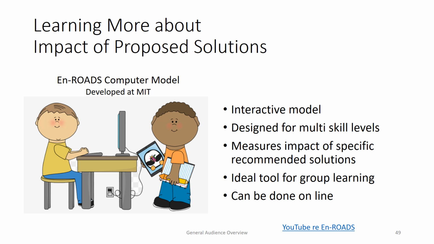What it does is measure the impact of specific recommended solutions. So let's go back to the trees. If we plant more trees, what happens to the Earth's temperature? And then it provides an estimate of that. If we electrify everybody's house, what does that do? So it's an ideal tool for group learning. There's another version of that where you can negotiate. But I would highly recommend looking at that.